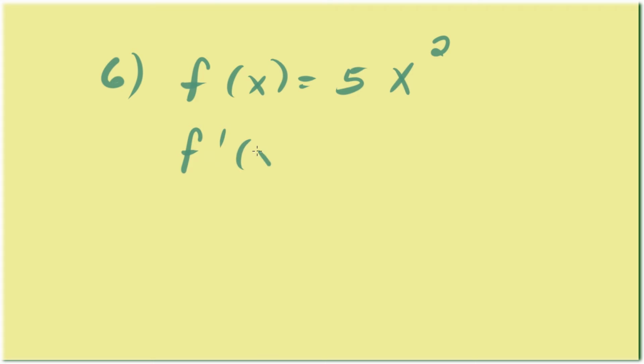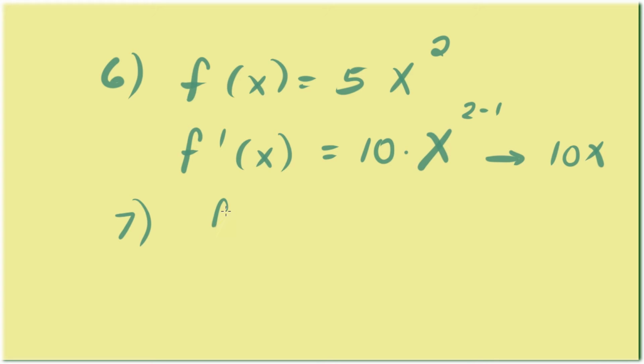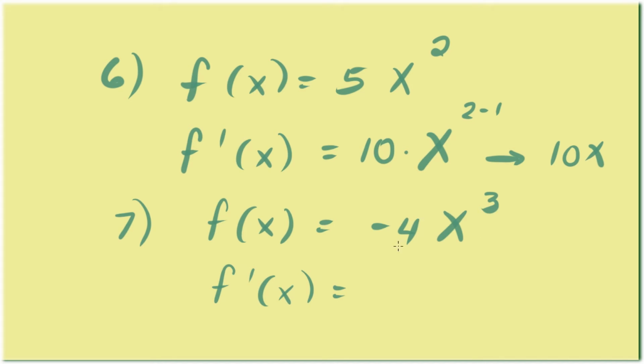Right, what happens when we raise that x, say 5x squared? Now, its derivative f prime of x is 2 times 5 is 10, x raised now to what? 2 minus 1. So that is 10x, okay? One more. Let's say you have f of x is equal to negative 4x cubed. So what is the derivative? F prime of x is 3 times negative 4, negative 12. X now raised to 3 minus 1 is 2.